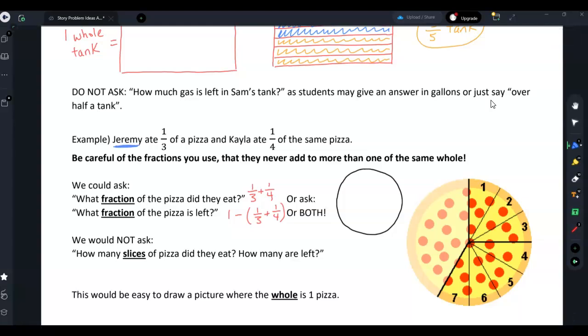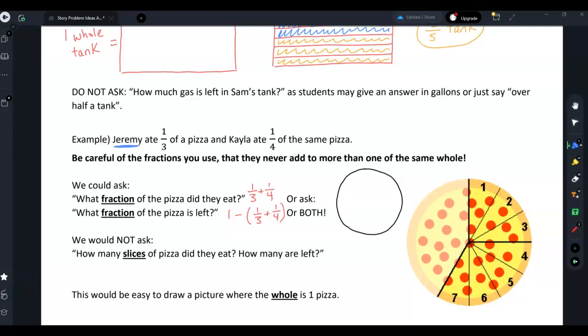So in order to find Jeremy's section, I would need to split this pizza up into thirds. And yeah, that's a little difficult. So if you struggle with that, it might be easier to use a rectangle and then split it. And so he ate 1/3, so I might just go ahead and shade one of these thirds, right?